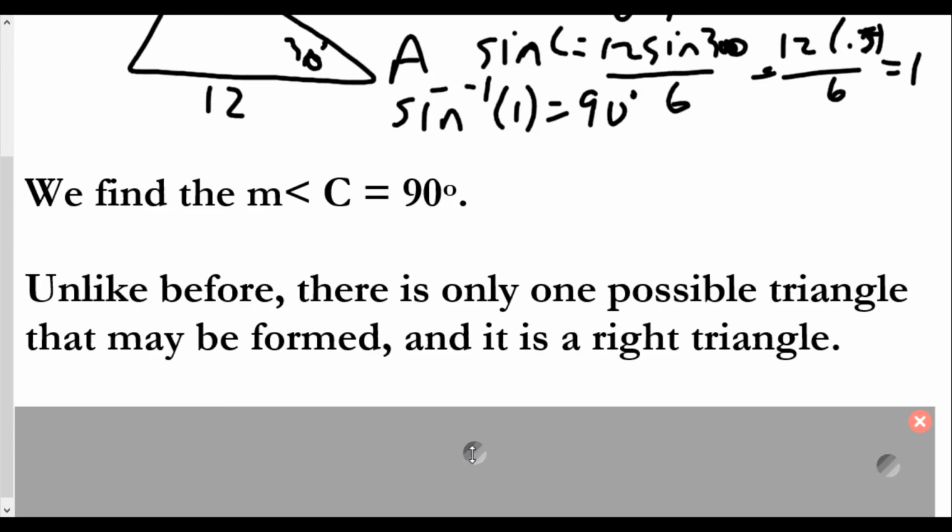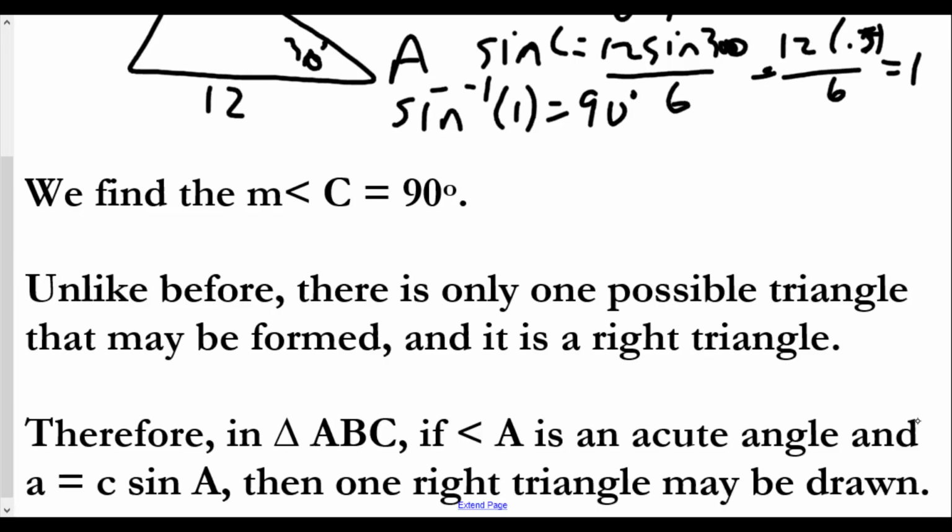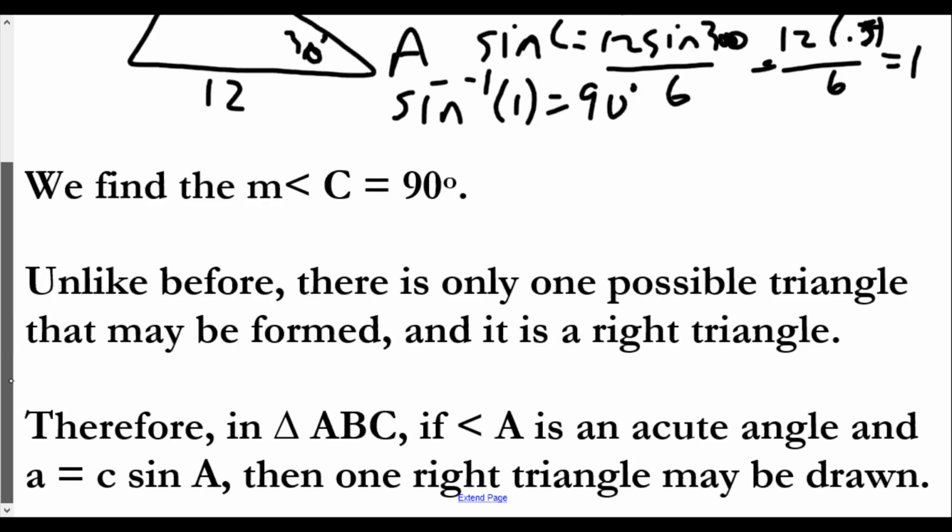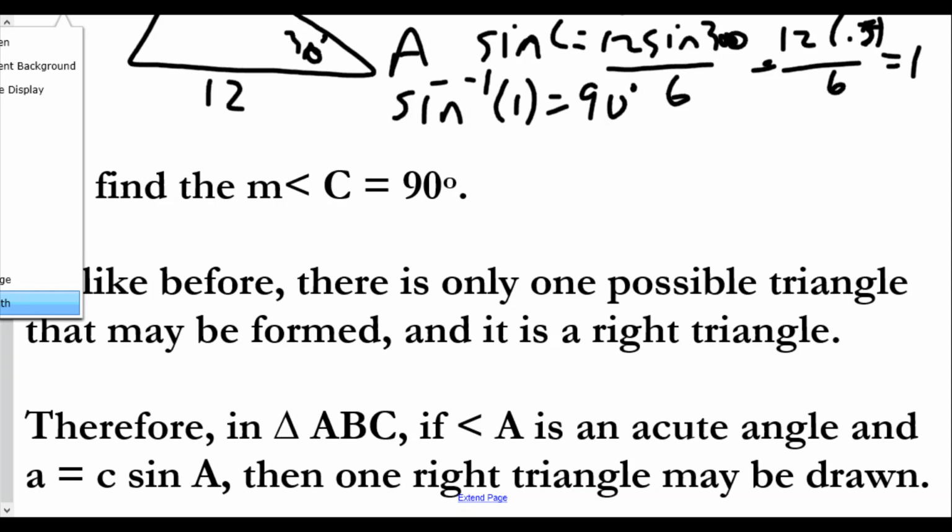So if we have a situation where the measure of the side opposite the given angle is equal to the measure of the side opposite the angle we're trying to solve times the sine of the angle, we'll have a 90-degree angle. Therefore, for triangle ABC, if angle A is an acute angle and a equals c times sine of A, then only one right triangle may be drawn. Now I'll make this full screen.